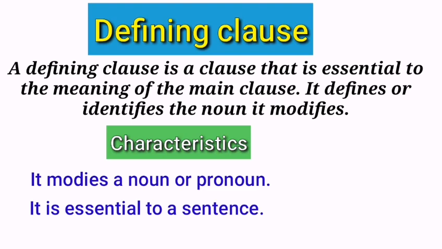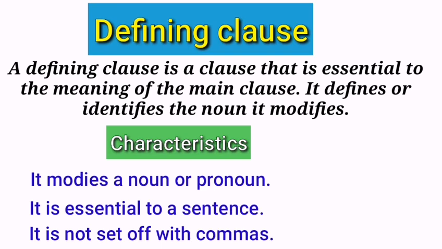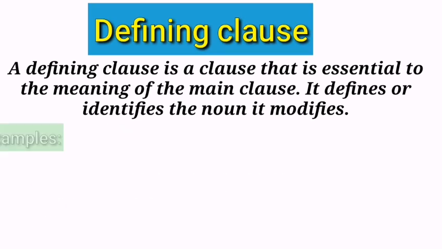By this point, it means that it will provide information about a noun or pronoun and that information must be essential to that noun or pronoun. Simply, you can say, it cannot be removed from a sentence. It is not set off with commas. By this point, I mean that a defining clause would be a group of words and this group of words will not be separated with commas. Basically, you just keep these points in your mind and look at these examples.